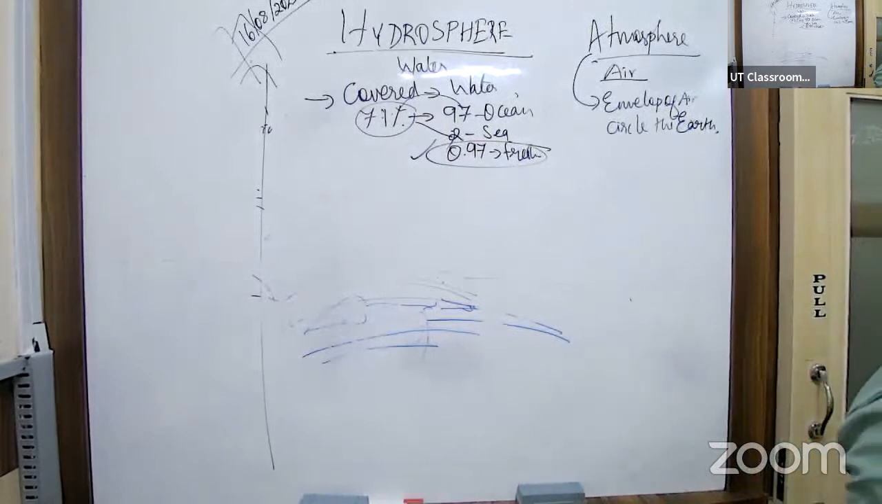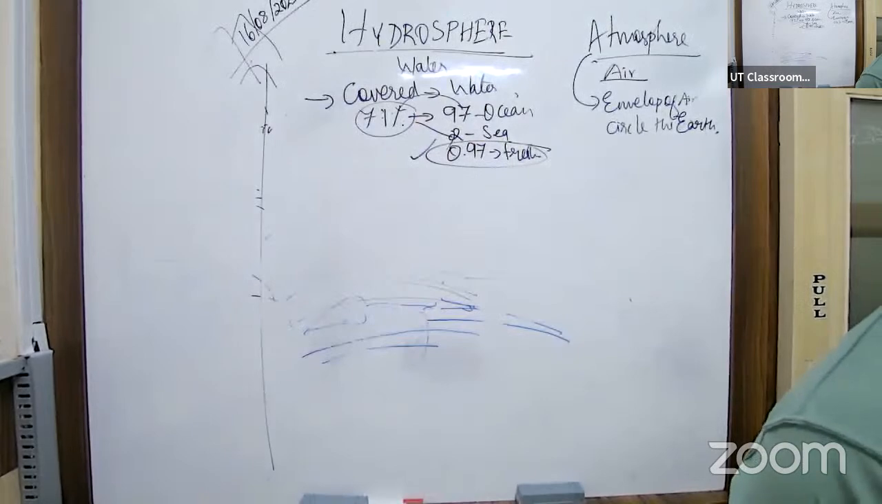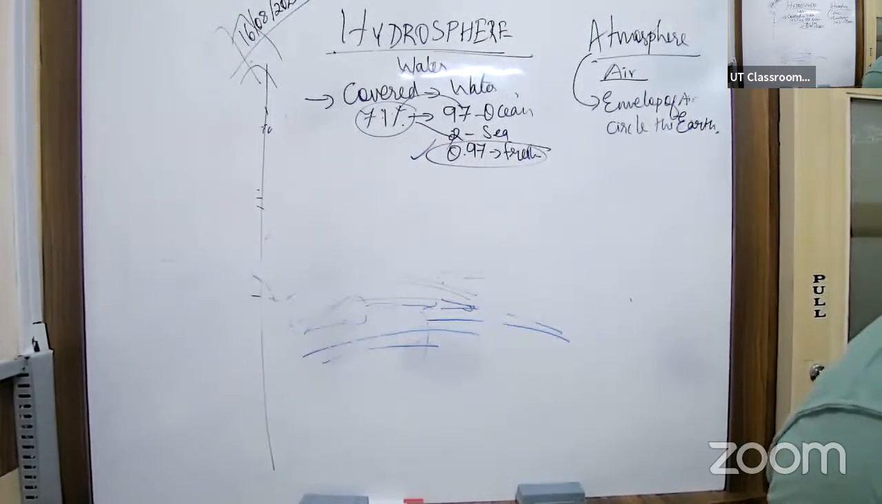So, next line. Of the remaining 3%, underline 2.3, polar ice caps. Which polar ice caps are they talking about? North Pole and South Pole. NP and SP. Polar ice caps are NP and SP. And the balance 0.7%, underline fresh water. Bas. Don't go for groundwater, fir tum bhul jaoge. Is point number one clear? All this you have to write.